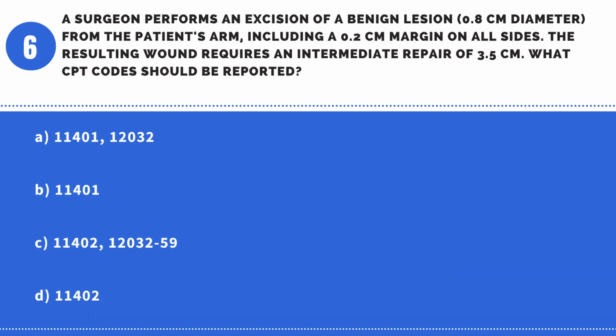Question 6. A surgeon performs an excision of a benign lesion, 0.8 cm diameter, from the patient's arm, including a 0.2 cm margin on all sides. The resulting wound requires an intermediate repair of 3.5 cm. What CPT code should be reported? A. 11401, 12032. B. 11401. C. 11402, 12032-59. D. 11402.